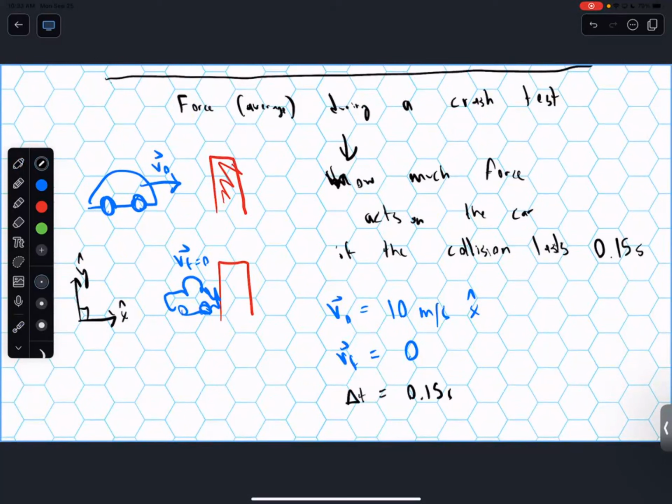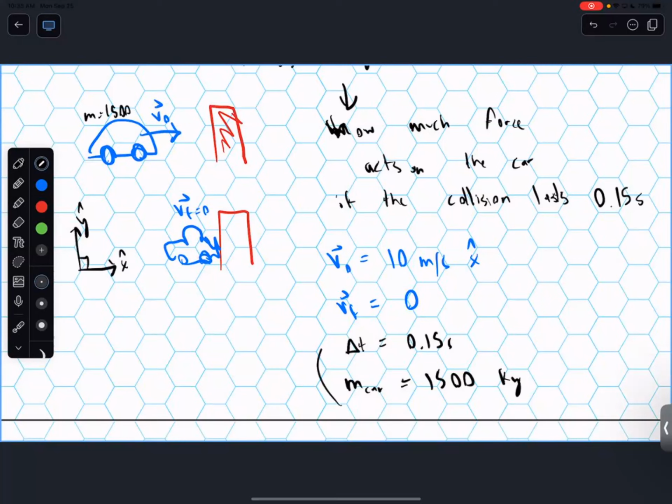The one other thing I need to know, because this is a momentum problem, is the mass of my car. A typical car mass is something like 1,000, or maybe 1,500 is a better number. So I'm going to annotate that here as m equals 1,500 kilograms. So this is everything I know: the mass of my car before it collides, how fast it's moving, and that it stops when it collides. The problem statement also tells me how long the collision lasts, which is a clue that I'm going to use impulse, giving me my delta t.